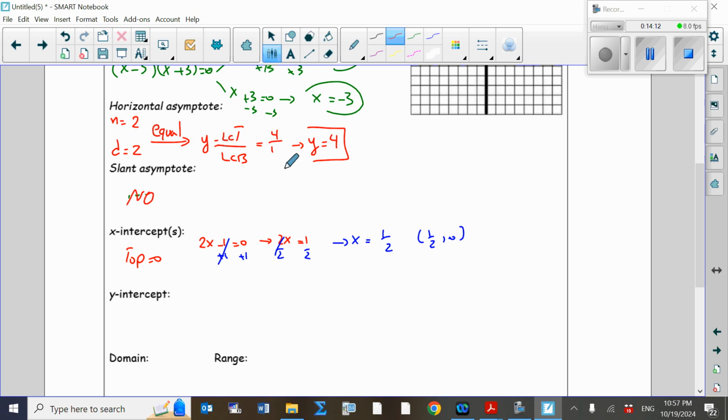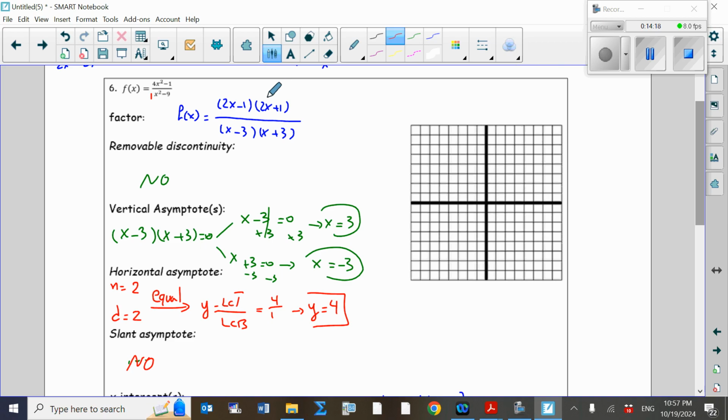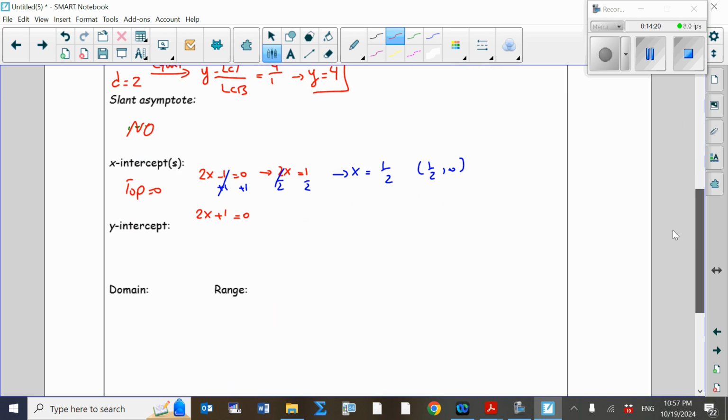The other one, 2x plus 1 equal to 0, because we had 2 factors that each of them equal to 0. And from here, again, you subtract 1 and then divide by 2, x equal to negative 1/2. So negative 1/2 and 0 is the other x-intercept.